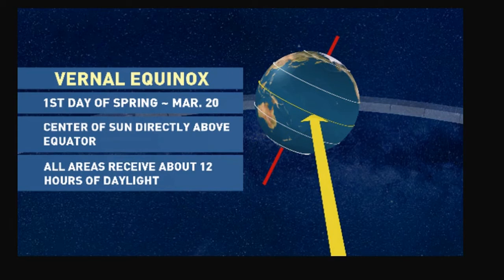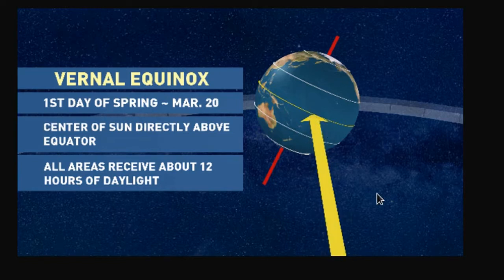One of the things we need to understand is the vernal equinox. The vernal equinox is the first day of spring. It's March 20th, and it's when the center of the sun is directly above the equator, and we receive about 12 hours of daylight. So the vernal equinox is this reference line here. This is from the sun to the Earth.